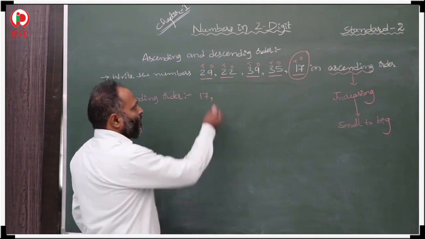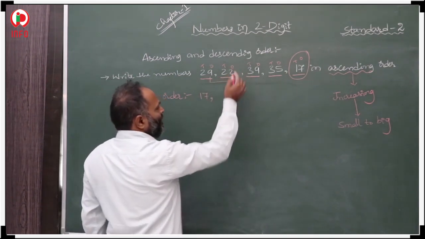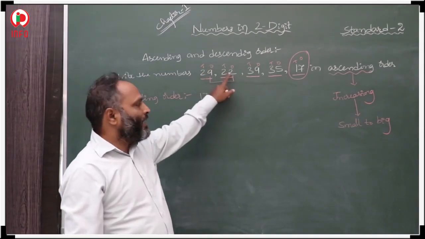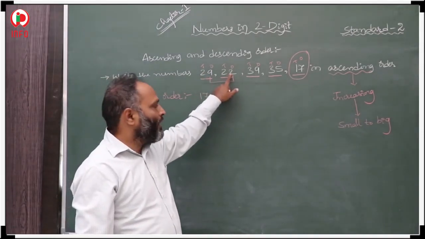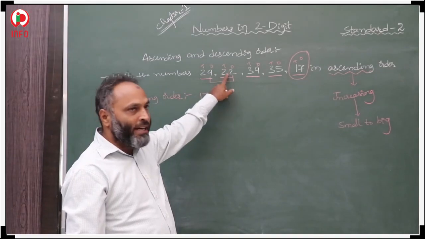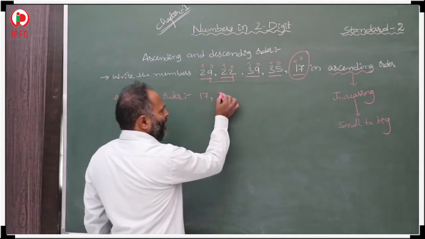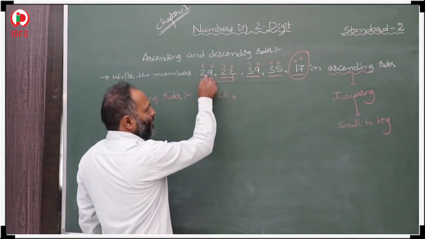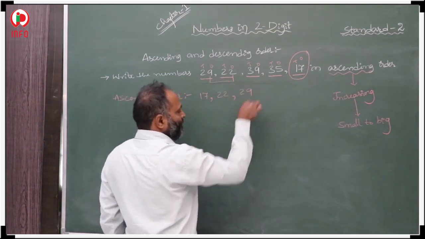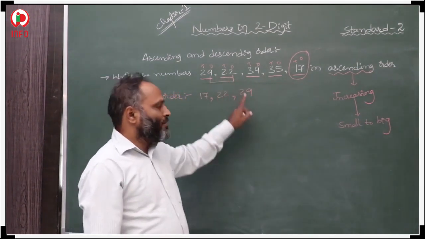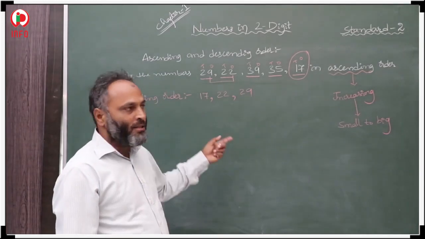So next we go for the ones place. These two are in the ones place. Here 9 is there and here 2 is there. 2 is smaller. The second smallest number is 22 and the third smallest is 29. In the tens place 2, 2 is done.